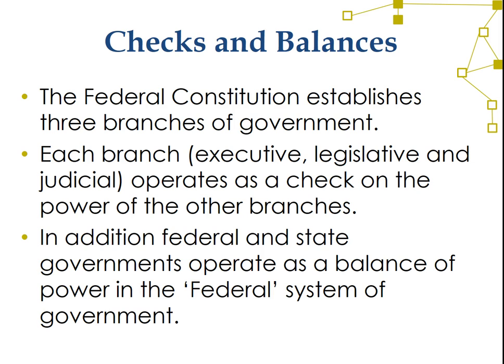Now that we know that the system has those two overlapping systems, and we'll define them a little bit further visually in a moment, let's talk about the checks and balances that are there. The U.S. Constitution established three branches of government, and in addition to giving each branch specific duties, there is a system of checks and balances in place. So each branch, the executive, the legislative, and the judicial branch, operates as a check on the power of the other branches, if you will.